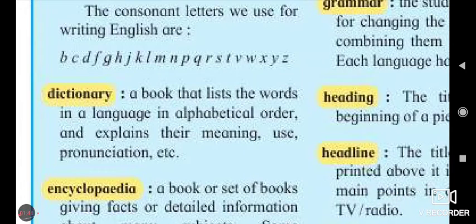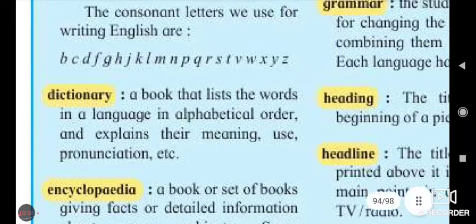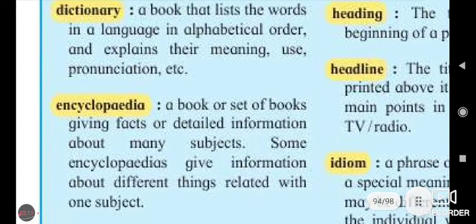After that we have dictionary. Dictionary means a book with a list of words in a language in alphabetical order, with explanations of their meaning, use and pronunciation, etc. Next is the encyclopedia. An encyclopedia is a book or a set of books giving facts and detailed information about many subjects. An encyclopedia gives information about different things related to one subject.